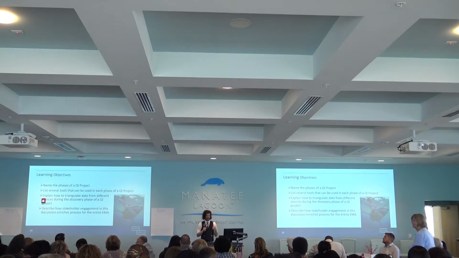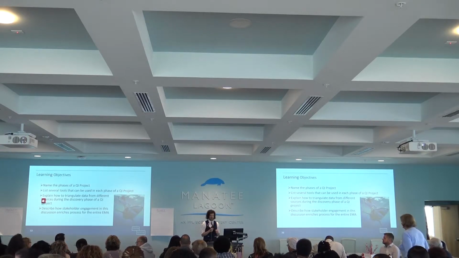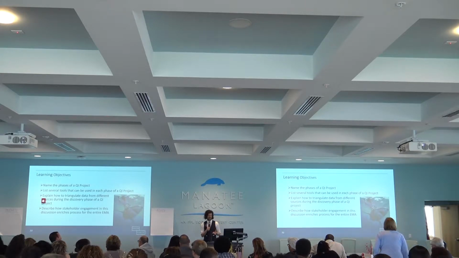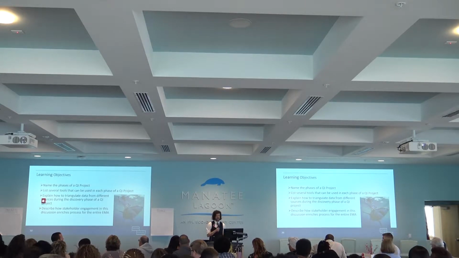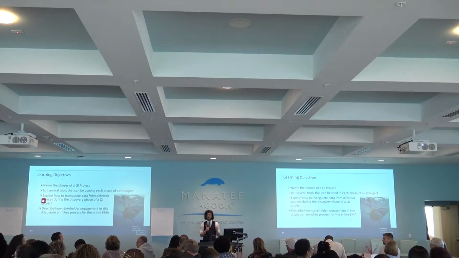But first, we're going to name the phases of a QI project, list several tools that can be used in each phase of a QI project, and explain how to triangulate different data from different sources during a discovery phase of a QI project. We're going to describe how stakeholder engagement in this discussion can enrich our process for the entire EMA, and use this as an example for other things that we can do moving forward.